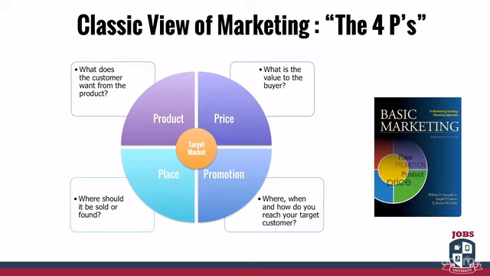Place refers to where the customer finds your product or the distribution channel in which it is found. And promotion is where, when, and how you reach your target customer. And using the 4 Ps is a good way to understand a strategy around your product.